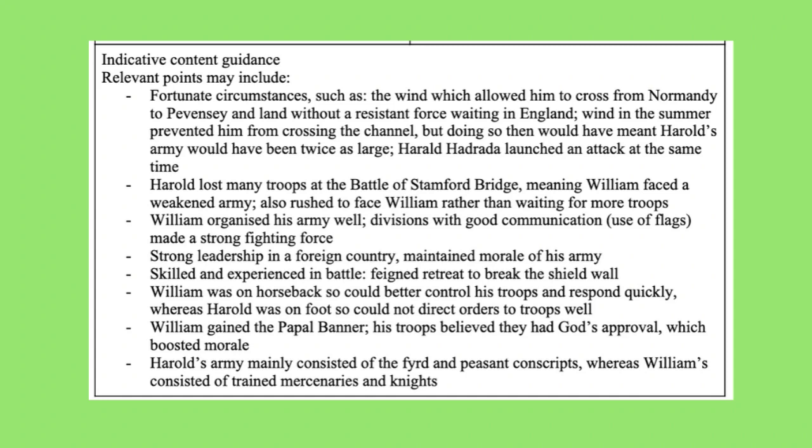So, a really nice answer could be written about the fortunate circumstances, and it follows that point, evidence, explain structure really well. So, your point could be there were fortunate circumstances. Your evidence is that the winds allowed him to cross from Normandy to Pevensey. And then your explanation is that that meant that he didn't have a resistant force waiting for him in England.